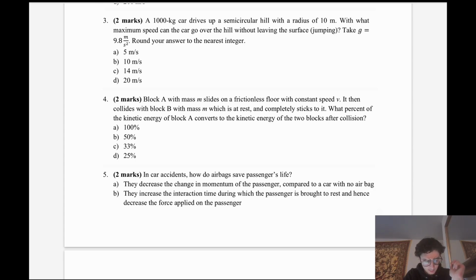Maximum speed. I have a feeling it's 10, just because it's the number that's closest to 9.8. And I'm thinking if you go faster than g, you start flying, but this is in meters per second, the speed, and g is acceleration, meters per second squared. And a hill with radius 10 meters, so it is a hill like this, and the radius is 10 meters.